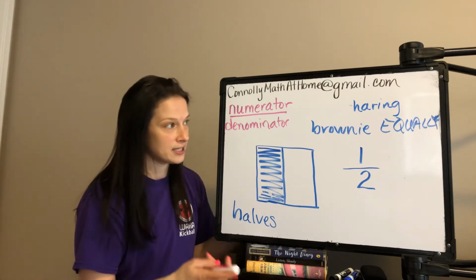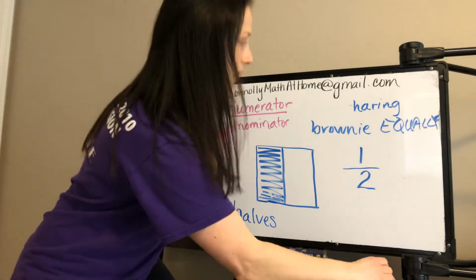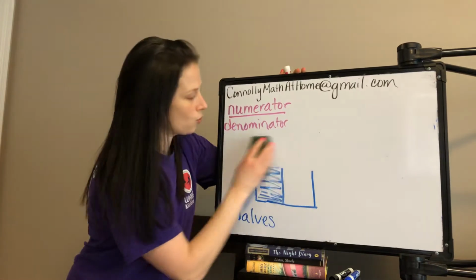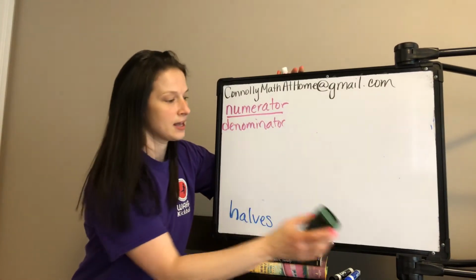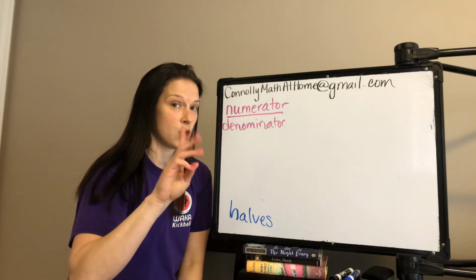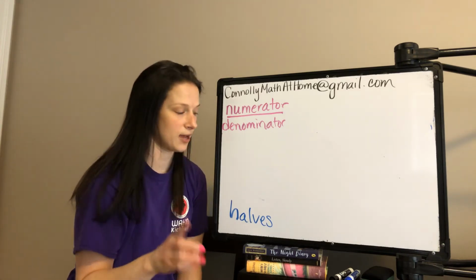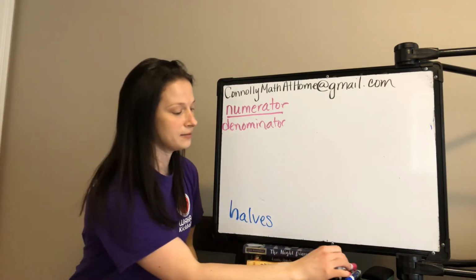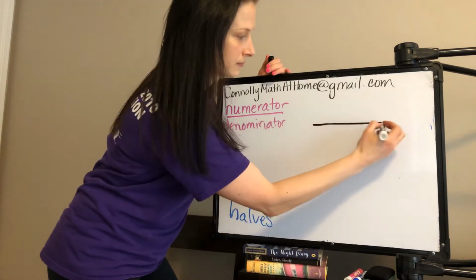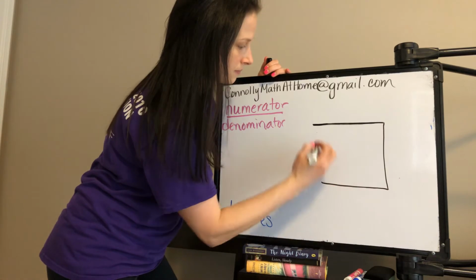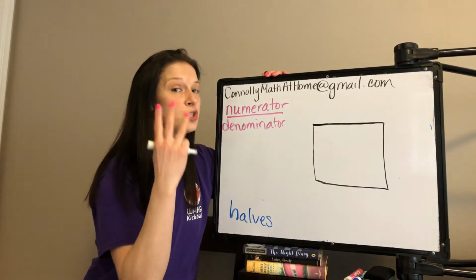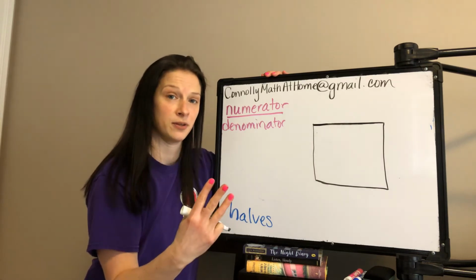Okay, so let's say we're dealing with brownies again, but this time we have 3 people sharing 1 brownie. Okay, so let's think about that again. We have 1 brownie, and I need to share it equally between 3 people.